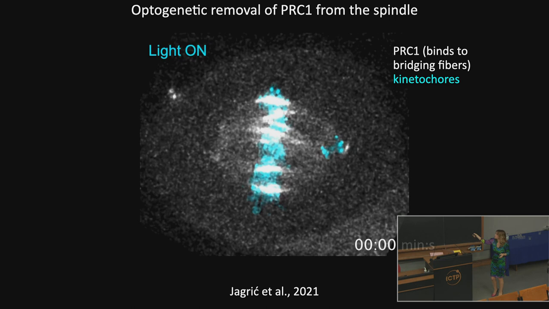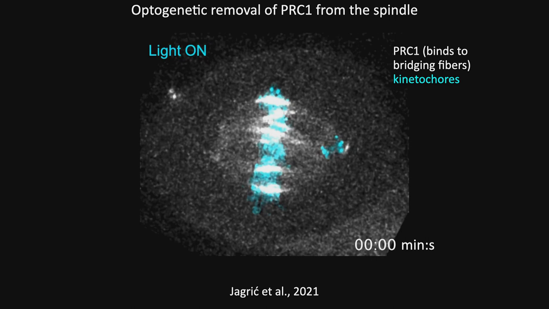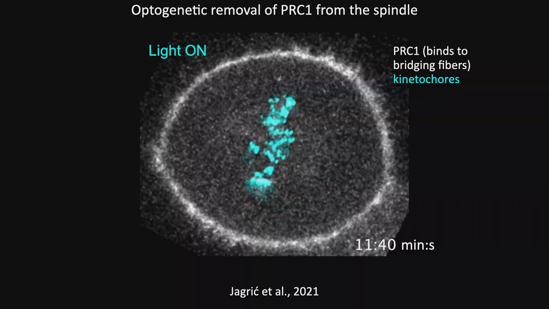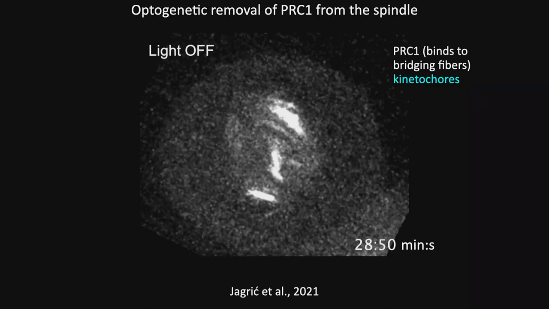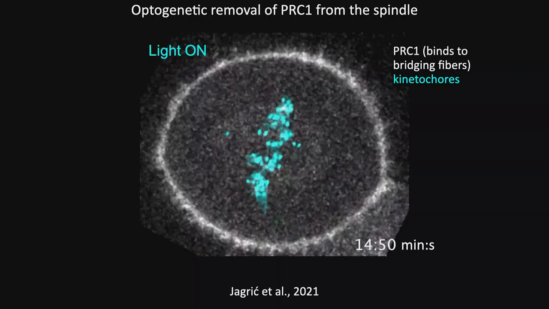And now I will show you the movie. After a lot of optimization, in the end, it worked. This is the cell. Here would be the cell membrane. This is the spindle. The protein that we want to remove, PRC1, in white, is here, and the kinetochores are in blue. And now, when I start the movie, the light will be switched on, and you see how the white protein moves from the spindle region to the edge of the cell. And now we switch the light off, and it moves back. So this is the beauty of these optogenetic experiments, that you can acutely remove a protein from a normally formed spindle to somewhere else in the cell, and it's also reversible and fast.